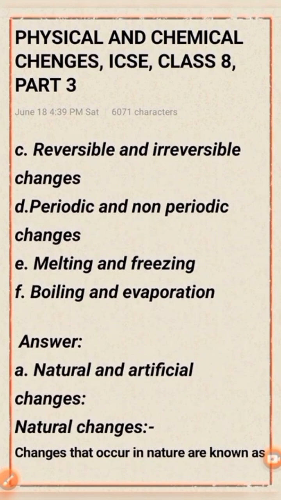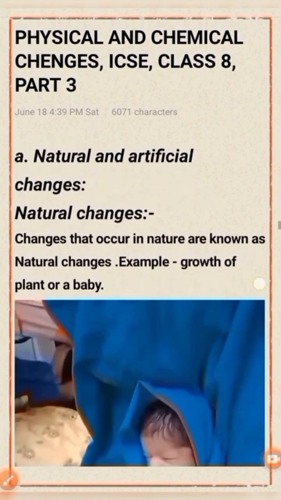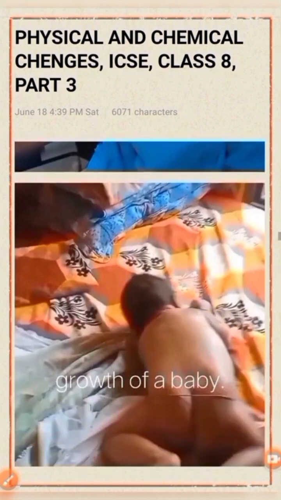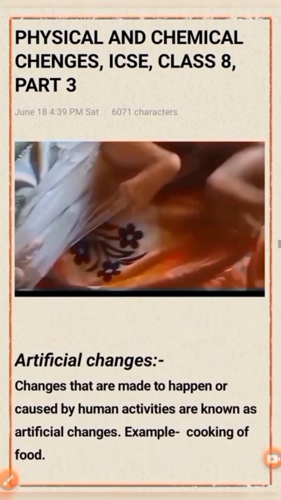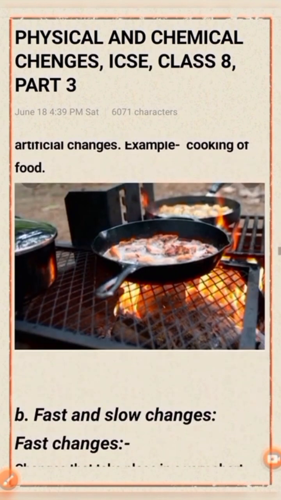First part, A: natural and artificial changes. Natural changes: changes that occur in nature are known as natural changes. Example, growth of a plant or a baby. Next, artificial changes. Changes that are made to happen or caused by human activities are known as artificial changes. Example, cooking of food. Show the video of cooking of food.